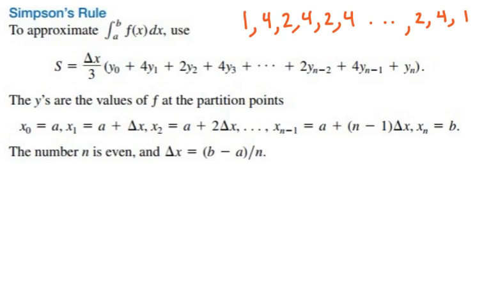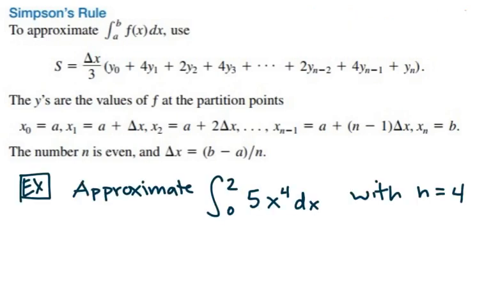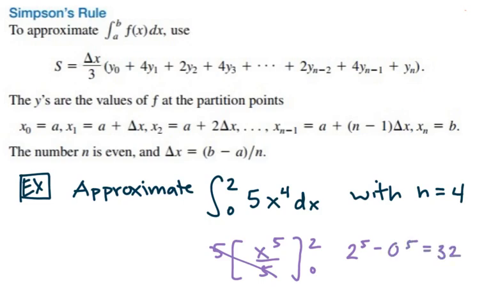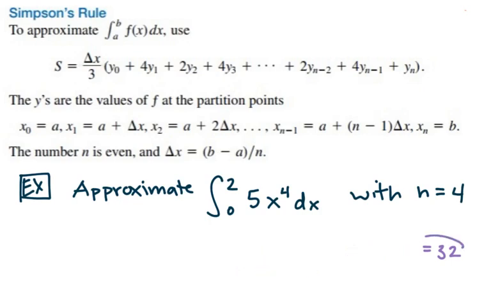All right, so let's do an example. In this example, we're going to be dealing with the integral from 0 to 2 of 5x to the 4th. And this is super easy for us to integrate. If I wanted to find the exact value, it would be 5, and I would have x to the 5th over 5 from 0 to 2. The 5s would cancel, and we would have 2 to the 5th minus 0 to the 5th, or 32. So the exact value of this integral is 32.